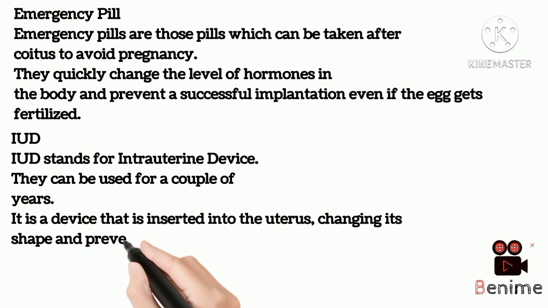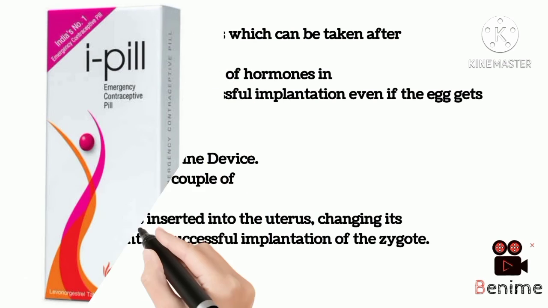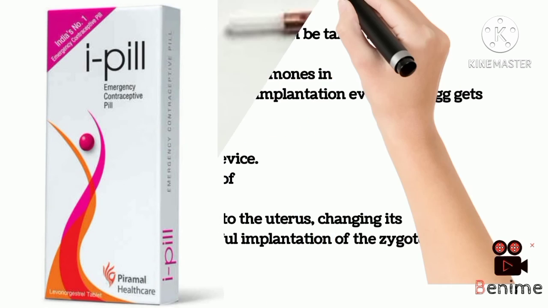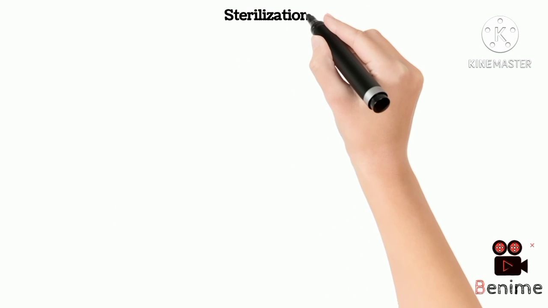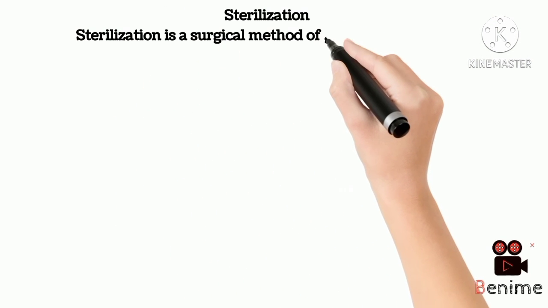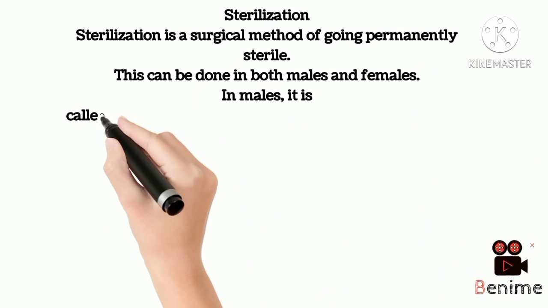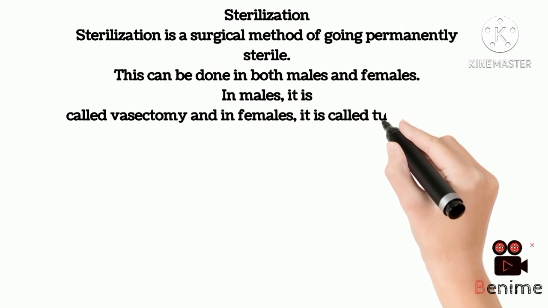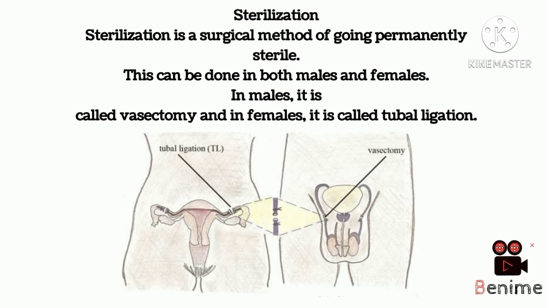IUD. IUD stands for intrauterine device. They can be used for a couple of years. It is a device that is inserted into the uterus, changing its shape and preventing successful implantation of the zygote. Sterilization. Sterilization is a surgical method of going permanently sterile. This can be done in both males and females. In males, it is called vasectomy, and in females, it is called tubal ligation.